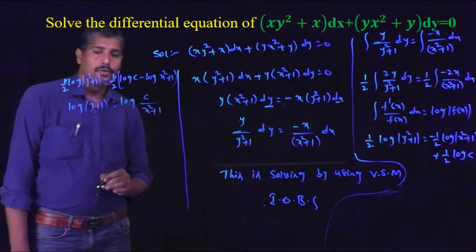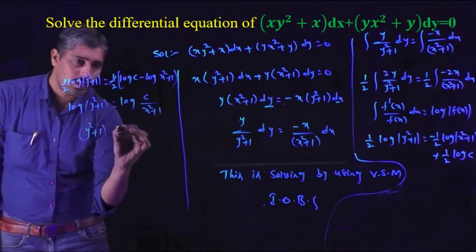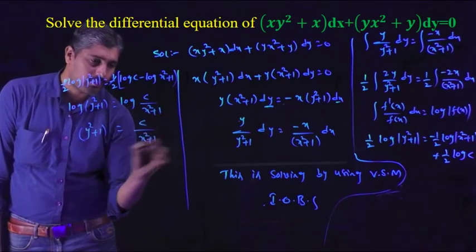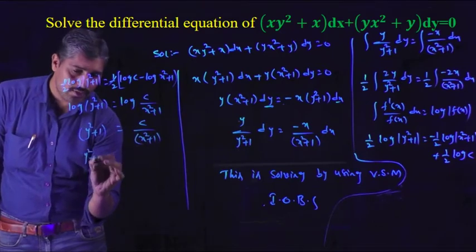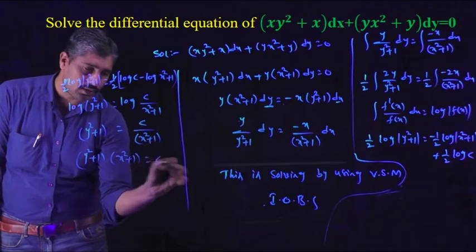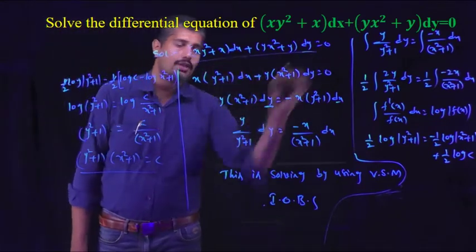Right? Removing log, then we get y² + 1 equal to c by (x² + 1). Right? Taking x² + 1 to the left side, then we get (y² + 1)(x² + 1) equal to c. That is the solution of the given differential equation.